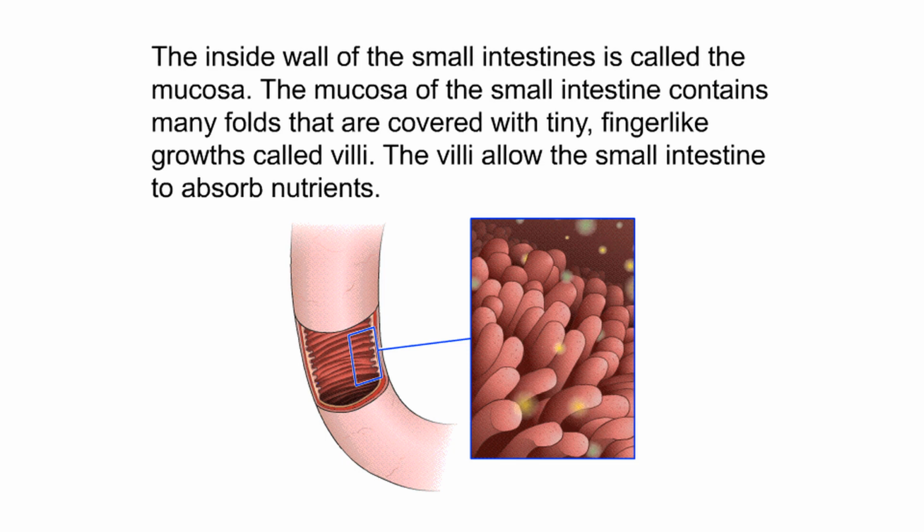The inside wall of the small intestines is called the mucosa. The mucosa of the small intestine contains many folds that are covered with tiny, finger-like growths called villi. The villi allow the small intestine to absorb nutrients.